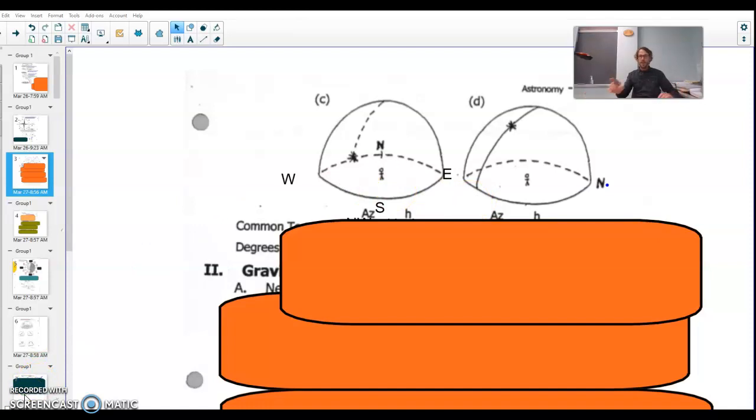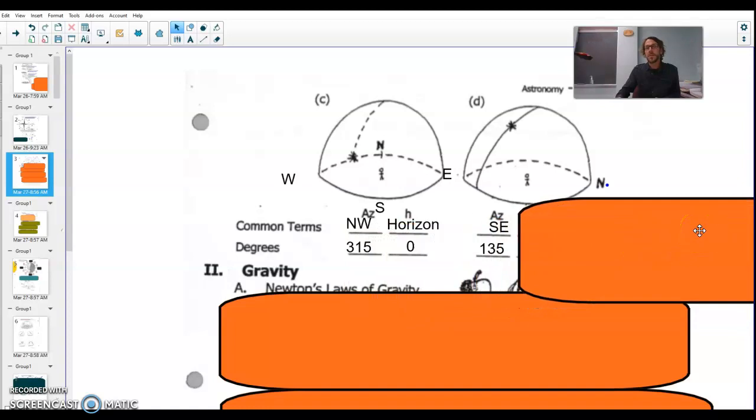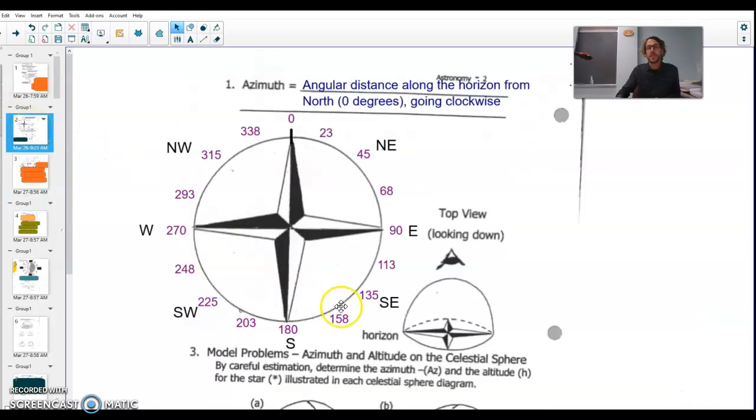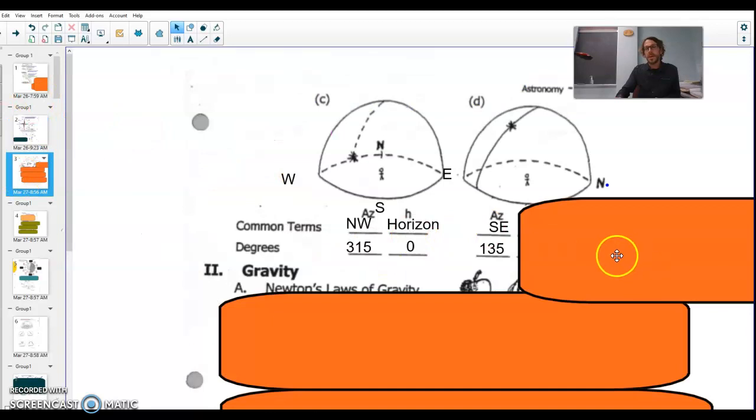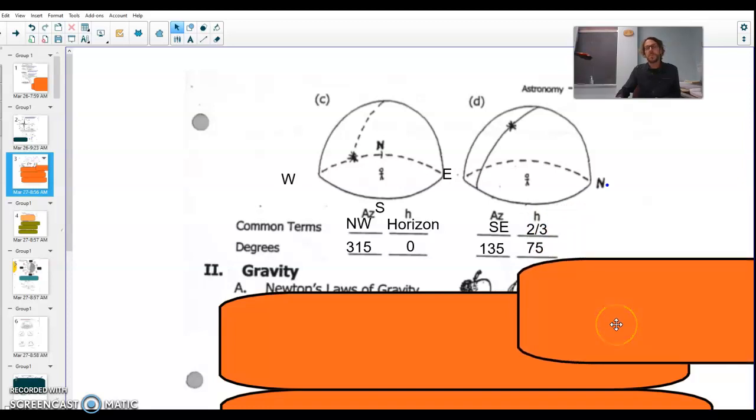Okay, if you really did it, and I'm hoping you really did, then you should have come up with some answers like this. We'll do the common ones. Southeast, but if we look back at this page again, southeast is 135 degrees. I'm getting this from right here. And the height of the star in the sky is about 2/3 of the way up. Well, 2/3, we'll say it's 75 degrees, is the height of this in the sky.